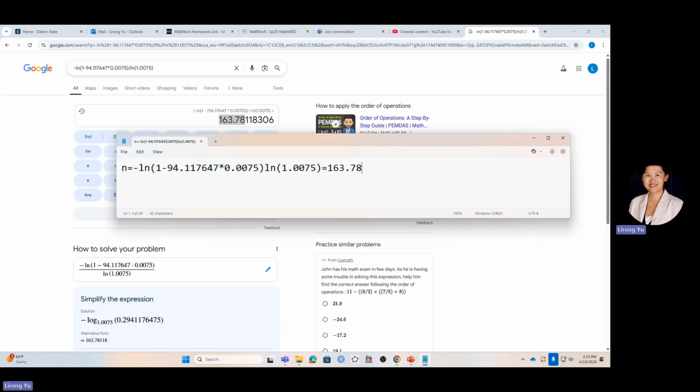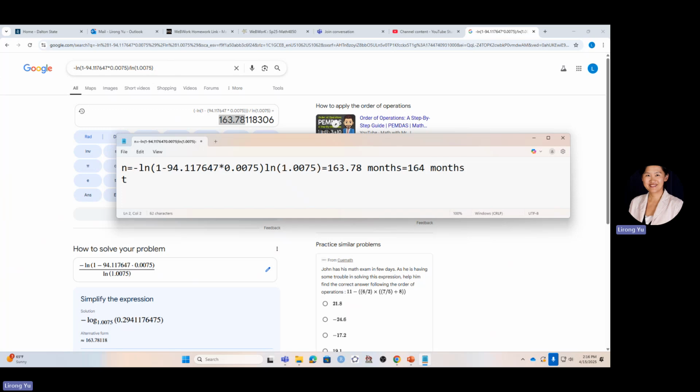Okay, 163.78. Remember, this represents the number of months, and the number of months is supposed to be an integer. If you want to take enough time to exhaust it, we go up. So we round up to 164 months. So this is the number of months.